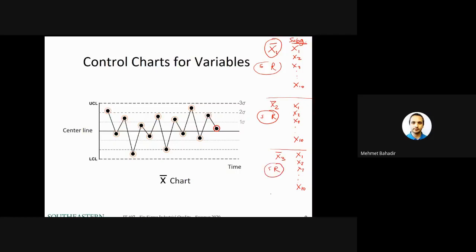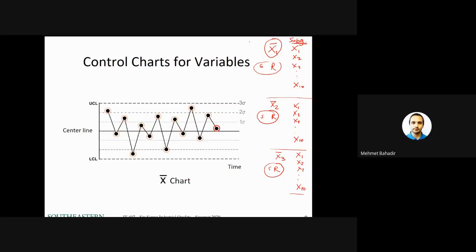And how many times do we do that? 20 times is typical. It can be more if it's a fast-running process, let's say it's a year-long production. You will probably do maybe 30, 40 subgroups. All right. So then, what do we do with those data?